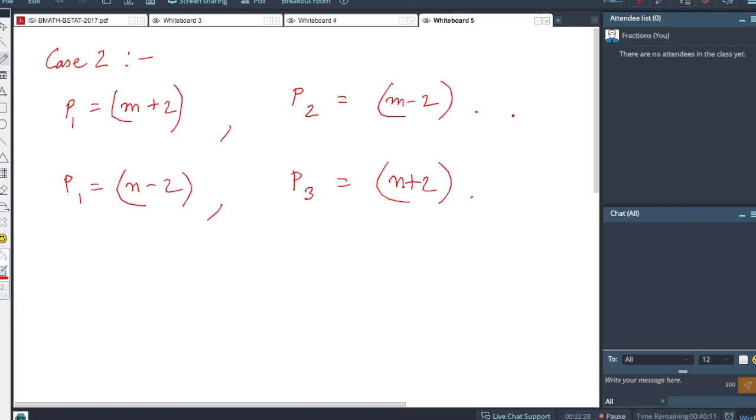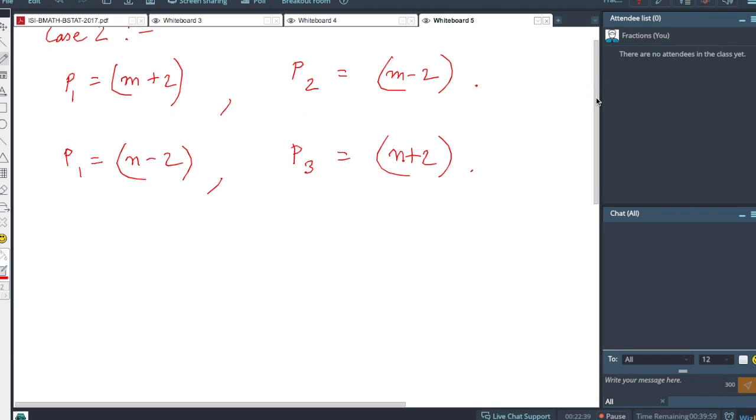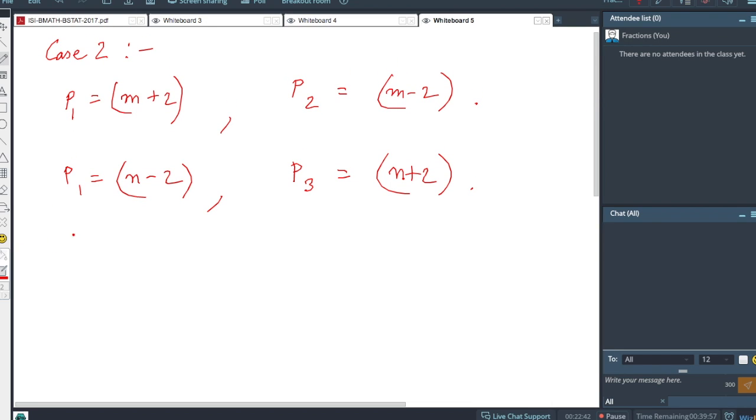And again, let's bring them all in the form of m. Okay, so let's represent them in m with the integer m. So again, let's equalize m plus 2 and n minus 2, and from there we get n to be m plus 4.